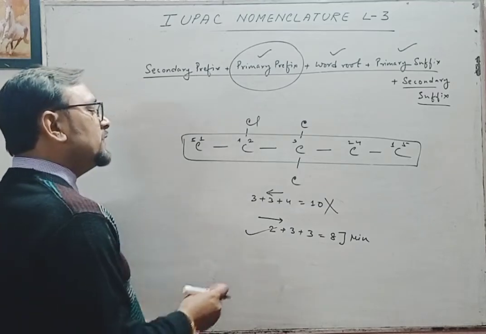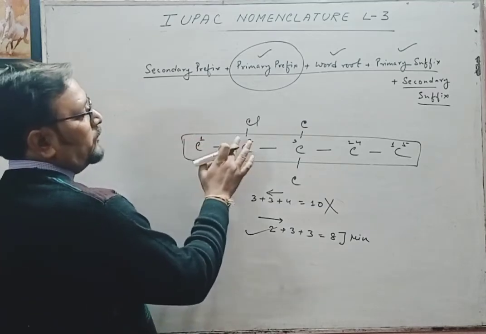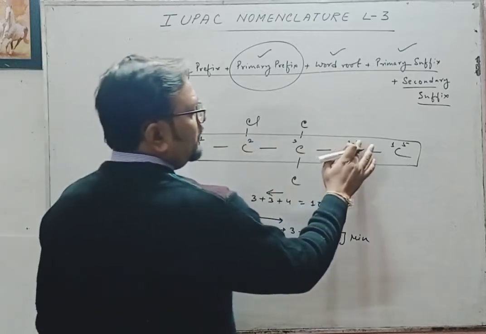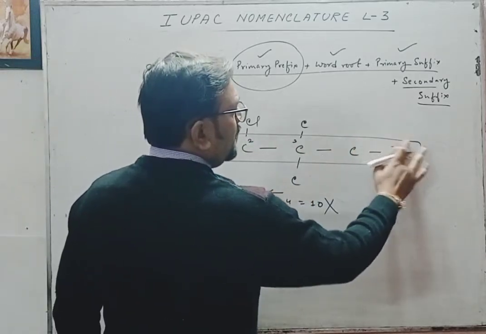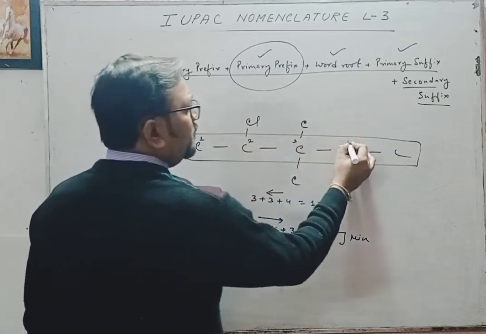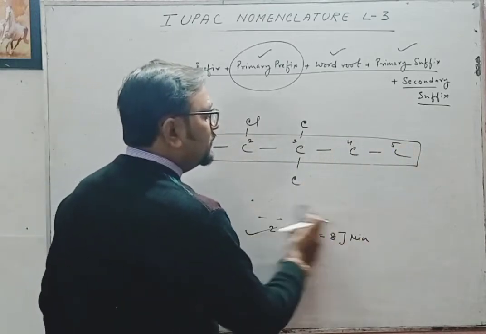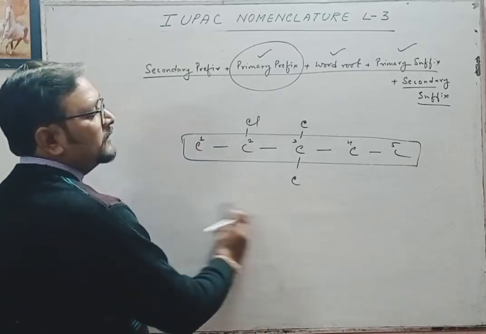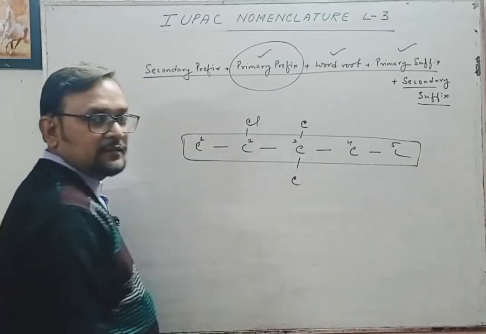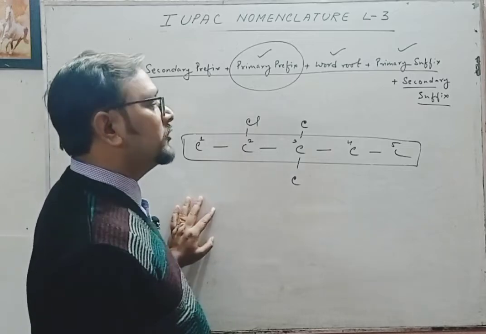So which is the correct direction? We have got the correct direction: 1, 2, 3, 4 and 5. This is my correct direction because I am getting the minimum summation of the locants. So numbering is also done.